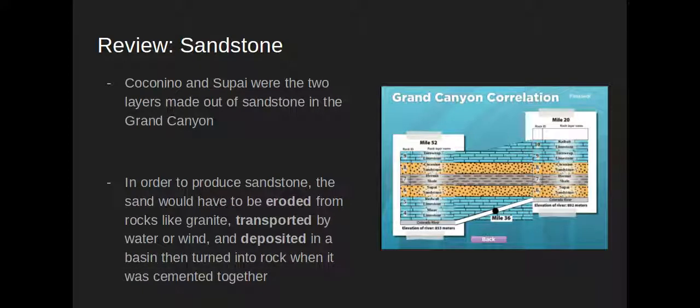And in order to produce sandstone, the sand would have had to be eroded from rocks like granite, transported by water or wind, and deposited in a basin. That's that low-lying body of water that over time turned into a rock when those sand pieces were cemented together. So that's the process of sandstone.